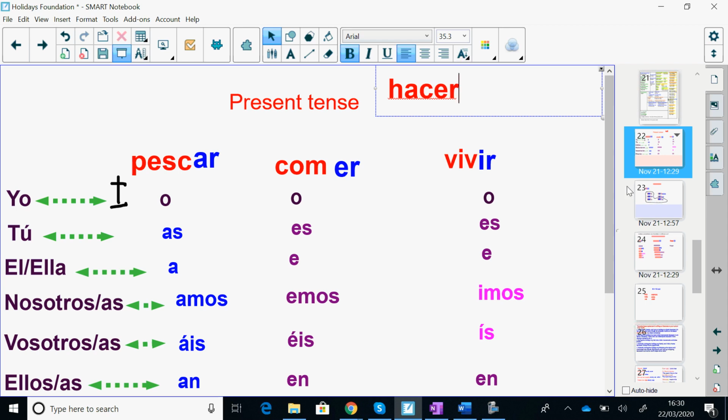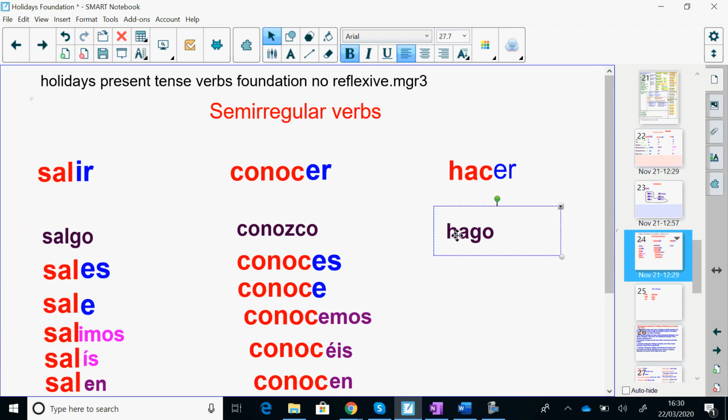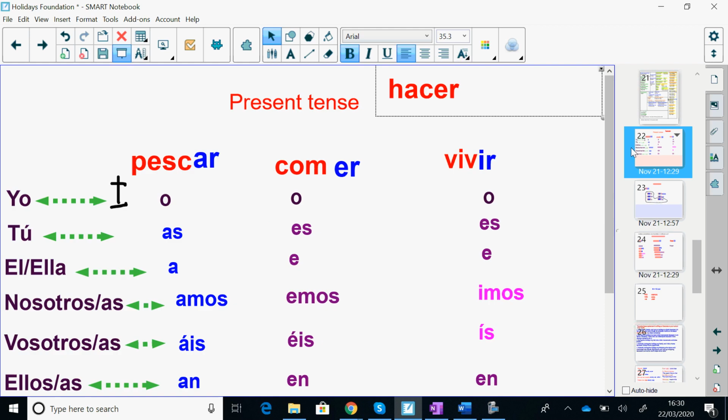Now we're going to do hacer. Remember, hacer was to do. It was one of the irregular ones. The first person is irregular, but not the other one. So how would it be? Okay, I do. I do sailing. I go, la vela. Well done.